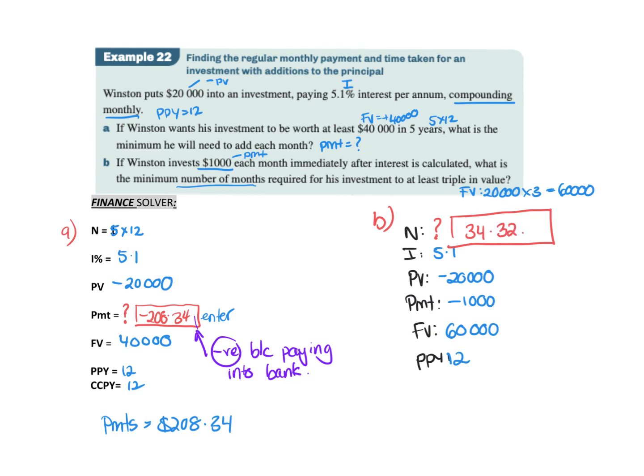Okay, so we get 34.32. Now that means it's asking what is the minimum number of months required to triple the investment. Because it's gone over 34, it didn't get there at 34. So how many months do we have to say? What the minimum? Yeah, the 35. So we must say the minimum number of months is 35.